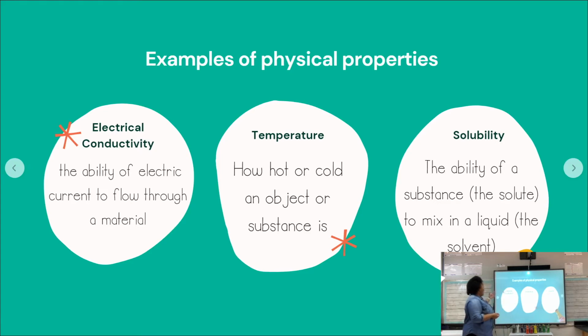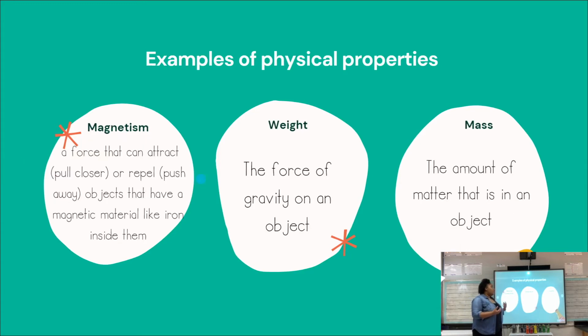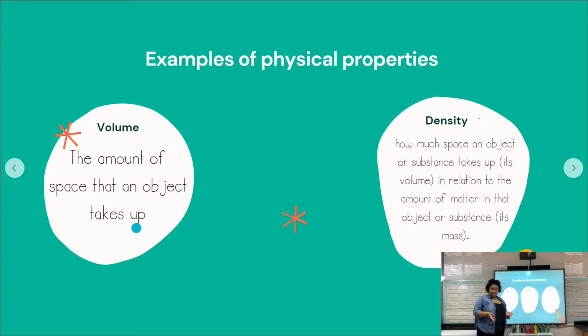More examples. Electrical conductivity. That is the ability of an electric current to flow through a material. Temperature. How hot or cold an object or substance is. Solubility. The ability of a substance to mix in a liquid. Magnetism, a force that can attract or pull closer or repel, push away, objects that have a magnetic material like iron inside of them. Weight, that is the force of gravity on an object. Mass, that is the amount of matter that is in an object.